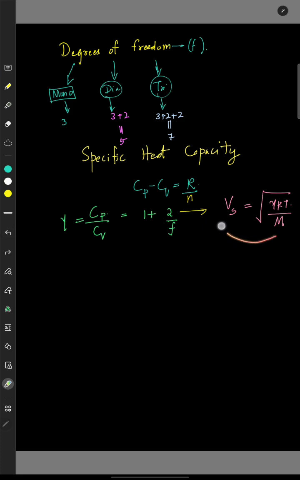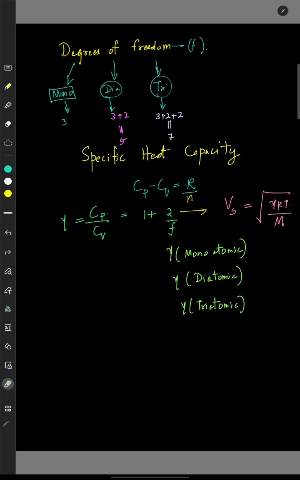And one application of gamma is that it is related to the speed of sound through a medium: √(γRT/M), where M is the molar mass of the gas in the medium. And using this definition, we can approximate gamma as 5/3, 7/5, and 9/7.